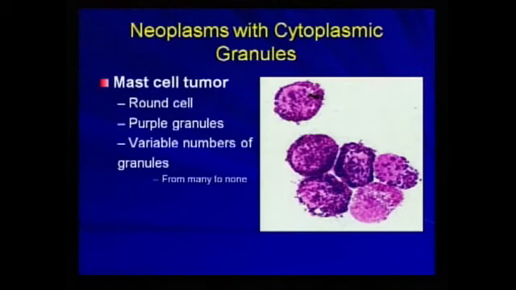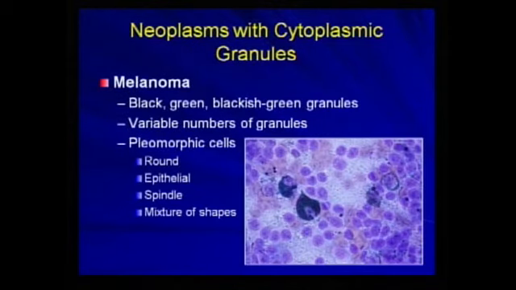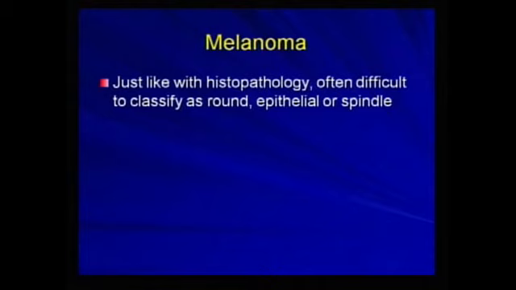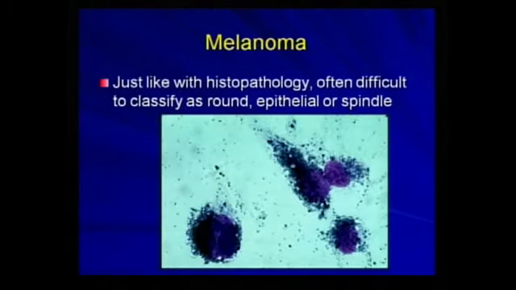And when you're dealing with cells with granules, it usually falls down to, in areas of tumor, mast cell tumors and melanomas. Well, I guess we'll start with melanomas. And just like, as we say in histopathology, they can have many, many different appearances. The cells can appear round, they can appear epithelial, they can be spindle. This is the great imposter. But the characteristic of melanomas or melanocytomas is the presence of black granules.